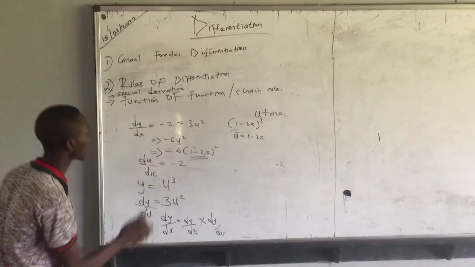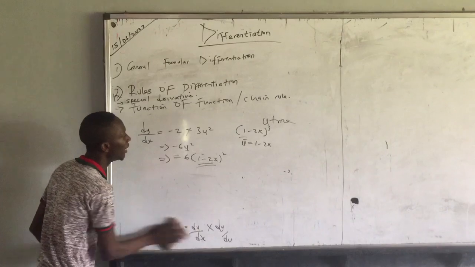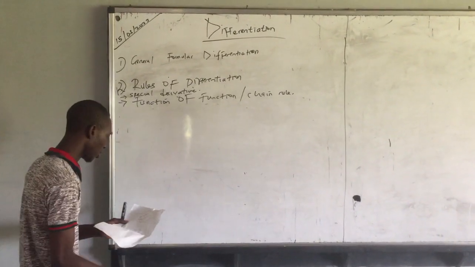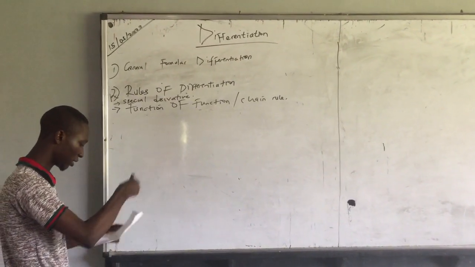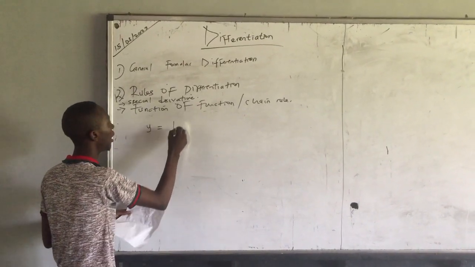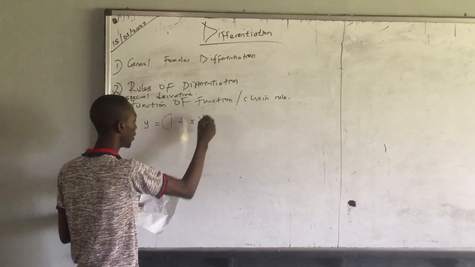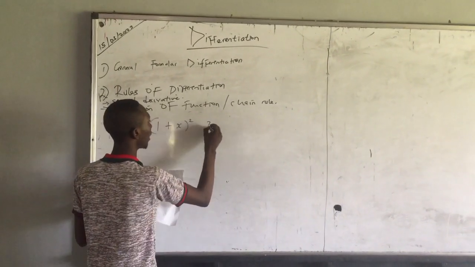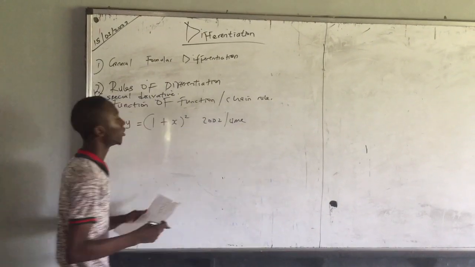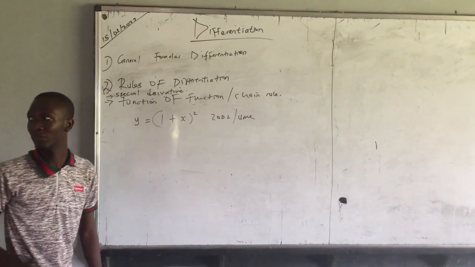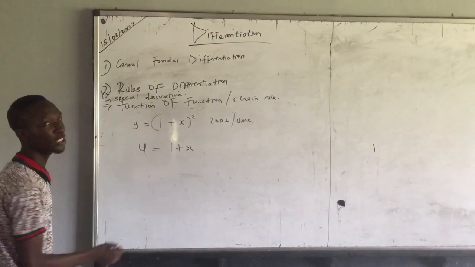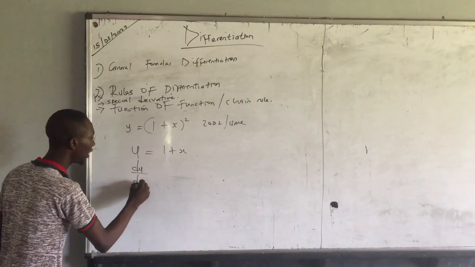So now let me proceed in solving more examples so that you finally grasp this thing I'm saying. Let's say you have to differentiate y equals to (1 plus x) squared. This is a 2002 UME question. Now it's very easy. You represent everything in the bracket with what? With u. So it becomes 1 plus x. Differentiate the u, it becomes du/dx.